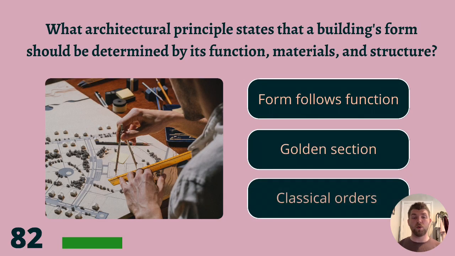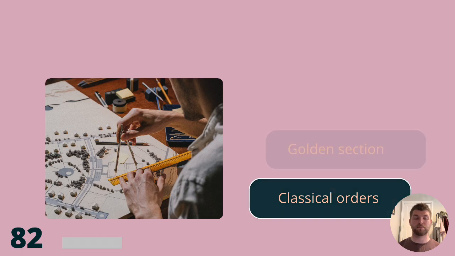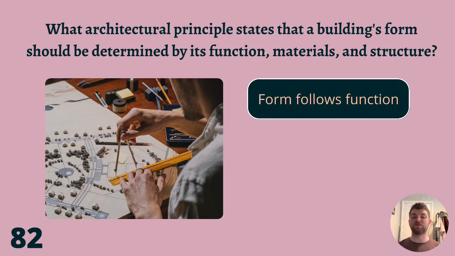82. What architectural principle states that a building's form should be determined by its function, materials, and structure? Form follows function, golden section, or classical orders? The answer is form follows function.